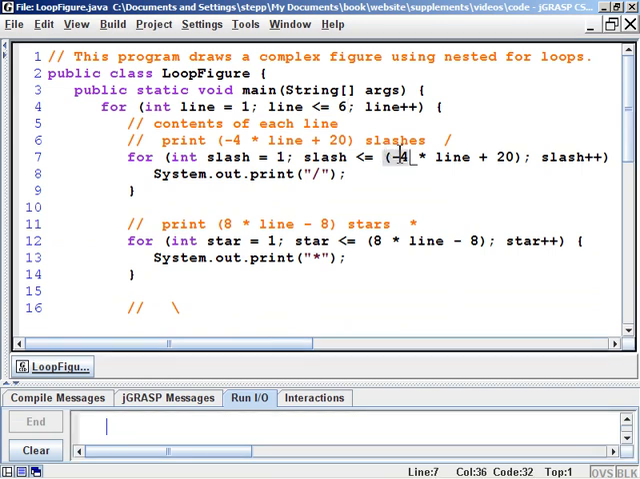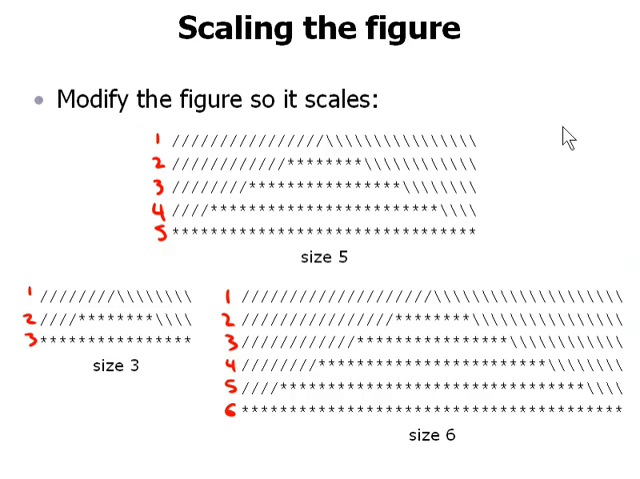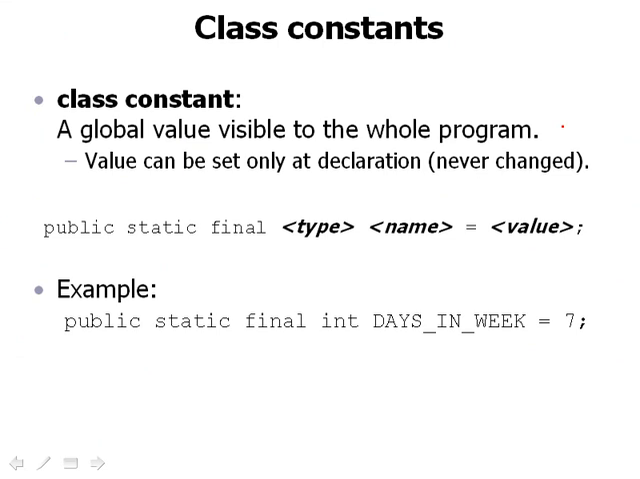So there's a little bit more that we need to do. What we need to do is look at all these different expressions and see what changes we would need to make to those to make the size 6 figure look right. But we still would like this property here where you could change a single value and have the whole figure resize. So for us to achieve that, we're going to use something called a class constant.